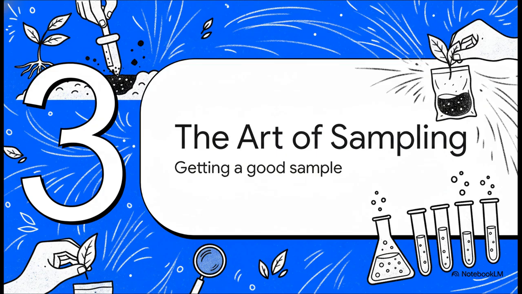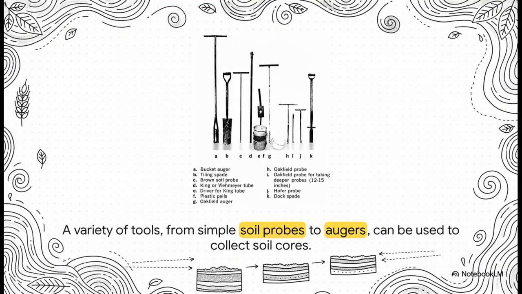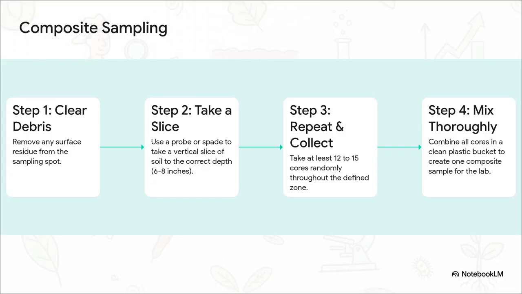A good diagnosis absolutely depends on a good sample. There's a real art to it. And the tools themselves aren't super complicated. We're talking about soil probes, augers, things like that. The goal here isn't to be fancy, it's to be consistent. You need to get a clean, vertical core from the right depth every single time. If you don't, your results are going to be all over the place. So here's how you do it right.